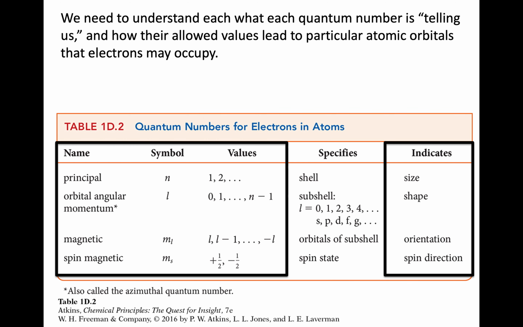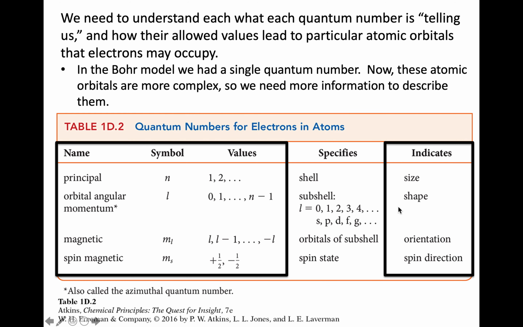So what are we going to do with that? We need to understand what each quantum number is telling us and how their allowed values lead to particular atomic orbitals that electrons may occupy. By allowed values, I'm talking about this region right here. There are different relationships between the quantum numbers n, l, and m sub l. So we need to understand those, and also what they correspond to. In the Bohr model, we only had a single quantum number, the principal quantum number n. Now, the atomic orbitals here are more complex, so we need more information to describe their size, shape, and orientation.